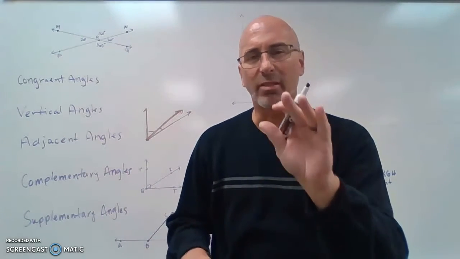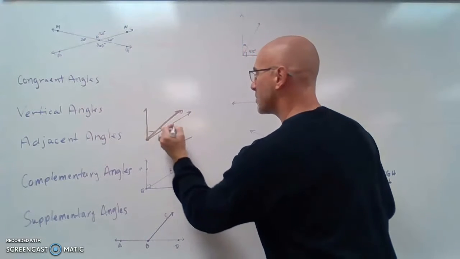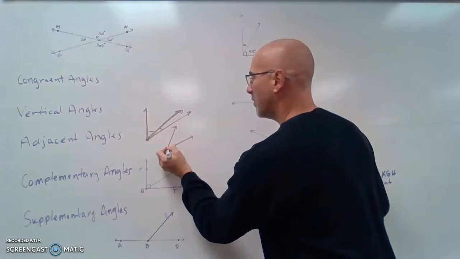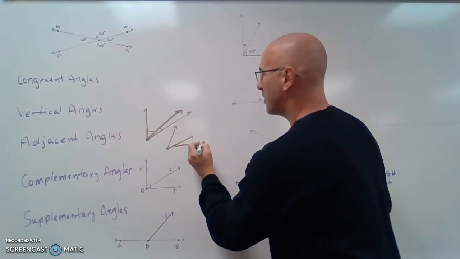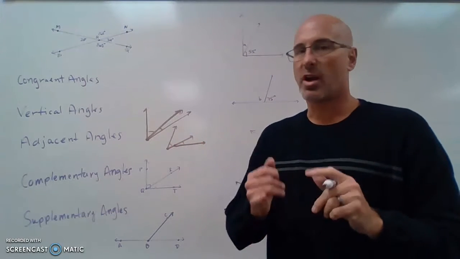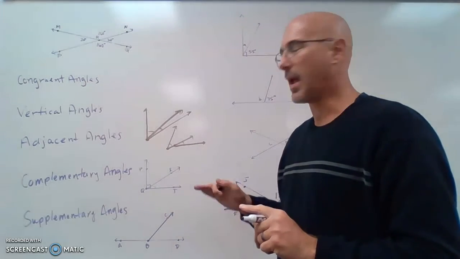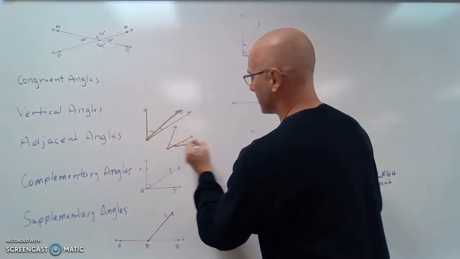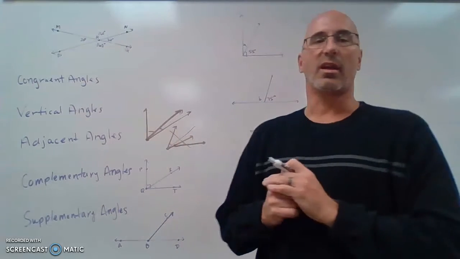Let me draw one that looks kind of the same, but not really. I'm going to start with this ray right here, with this endpoint. Now, if I drew another point right here and drew this angle, they don't share a common vertex, nor do they share a common ray. It's not exactly the same. So these are not adjacent angles.